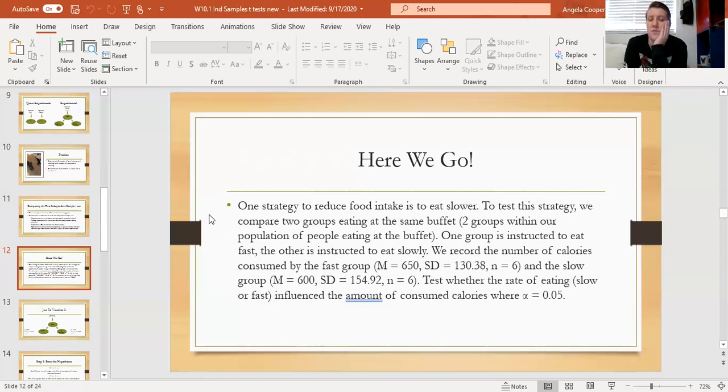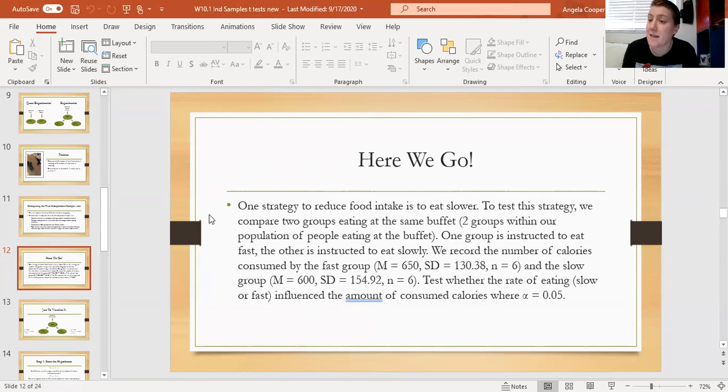Now we want to test whether the rate of eating, either slow or fast, influences the amount of calories consumed, where our alpha, of course, is 0.05. So we measured the amount of calories that each group ate, and we found the mean for it, 650 calories consumed for the fast group on average, and then 600 for the slow group. So now we are using an independent samples t-test to see whether how fast or slow you ate influenced the amount of calories consumed. So we're trying to see who ate more on average. And yeah, we're going to use that statistically.